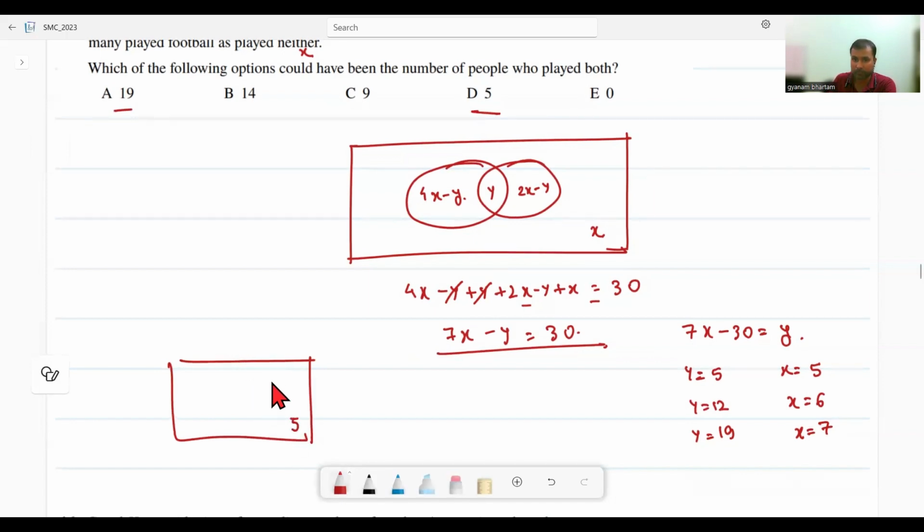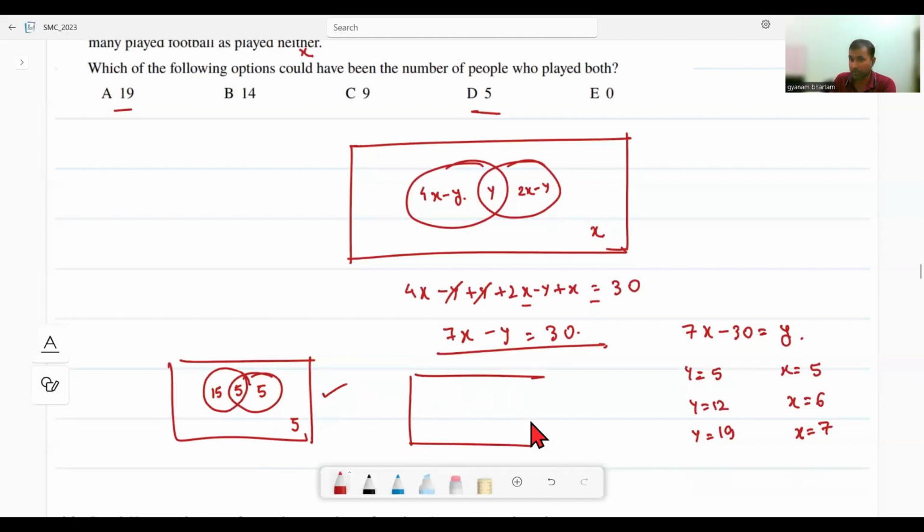So if x is 5, and y is going to be 5, then 2x minus y is going to be 5, and how much is this going to be? 4x is 20, minus 5 is 15. So if we add all this, we get 30, which is correct.